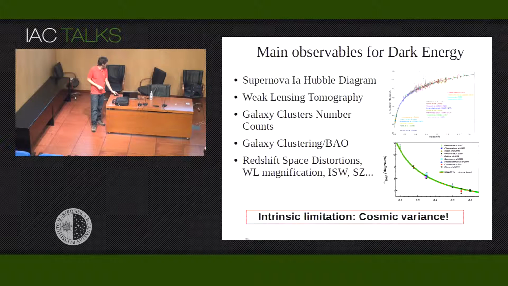I put here an intrinsic limitation that we have in cosmology, and it's cosmic variance. When we look to the universe, we only have one realization. We cannot repeat as many times as we want as they do in particle physics. So the significance is limited in cosmology by the idea that we have only one realization to look for.